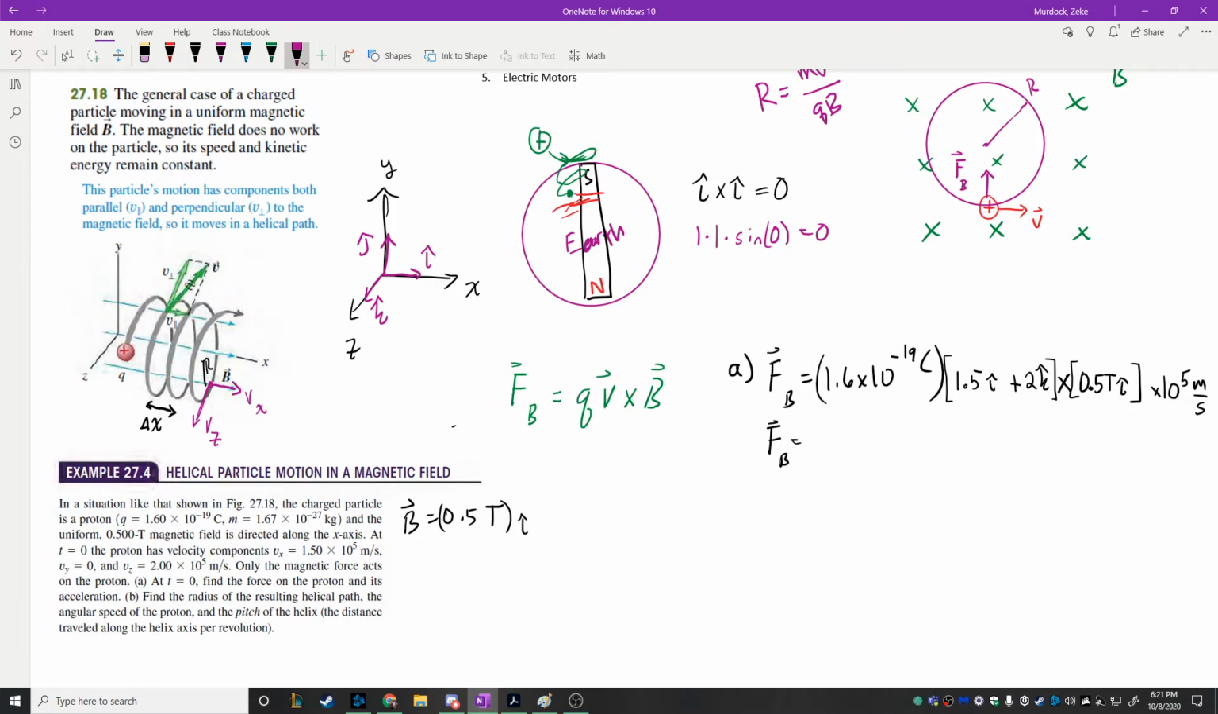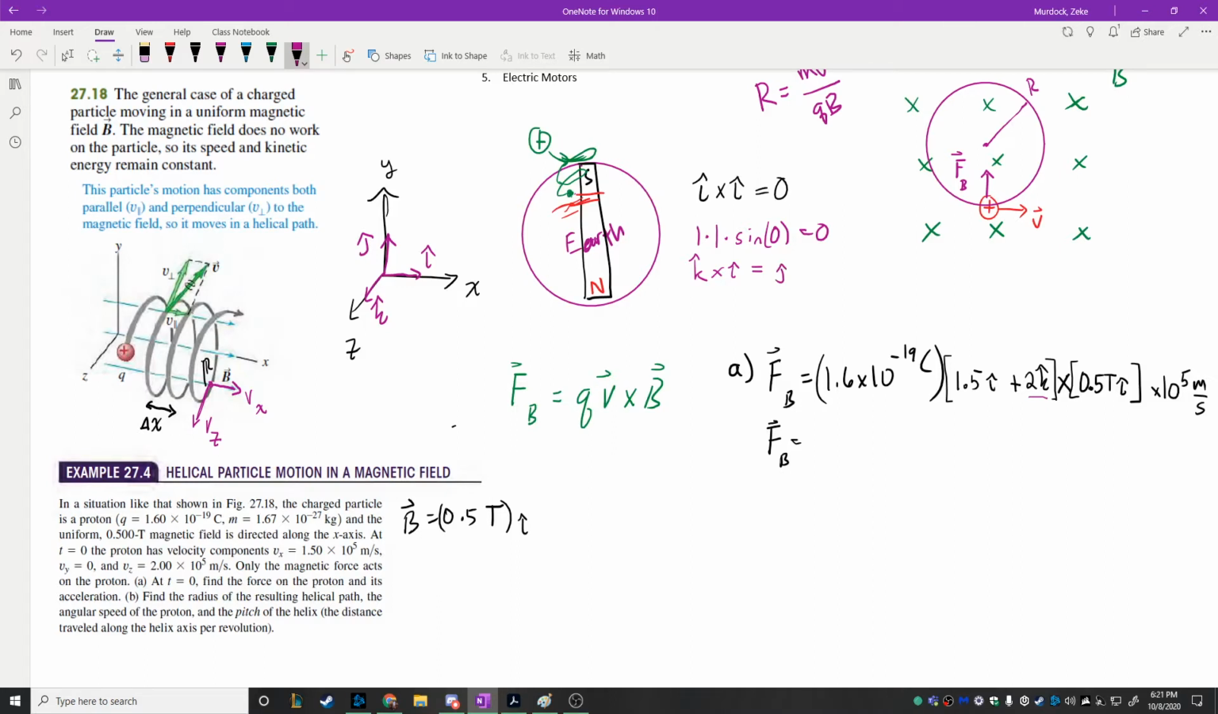i hat cross i hat is 0, so it's really only this term. 2 times 0.5 is 1. And then k hat cross i hat, what's that equal to? What's k hat crossed with i hat going to be equal to? There are some rules for these, and maybe you remember what they are. Is it j? Yeah, it's j, right? It's going to be j hat.